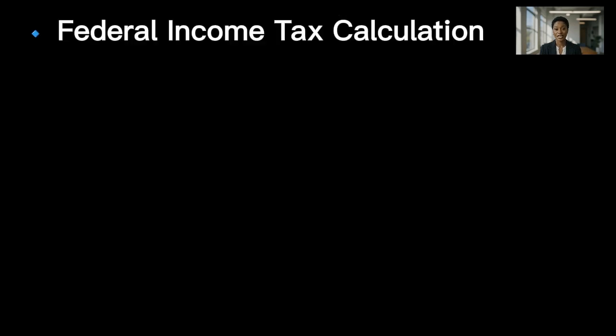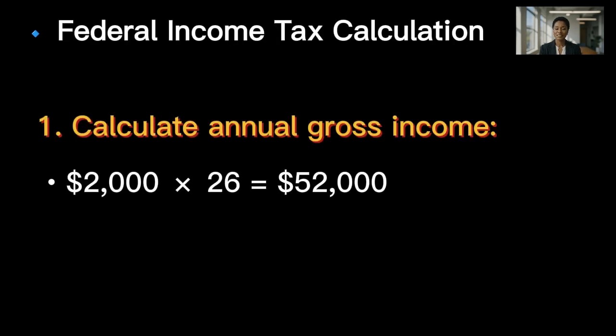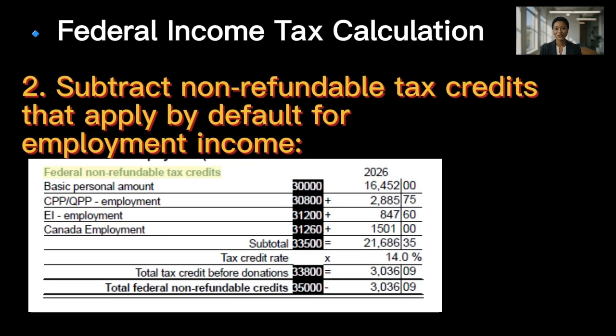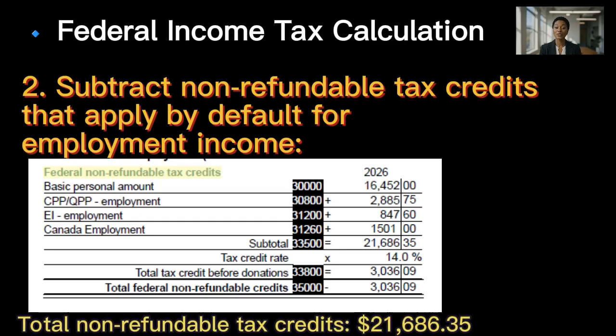Now let's move on to federal income tax. First, we calculate James's annual gross income. Since he earns $2,000 bi-weekly, we multiply that by 26 pay periods, giving us $52,000 per year. Next, we subtract the non-refundable tax credits that apply by default to employment income. These include James's annual CPP contribution of $2,885.75, his annual EI premium of $847.60, the employment amount of $1,501, which helps offset work-related expenses, and the basic personal amount of $16,452.